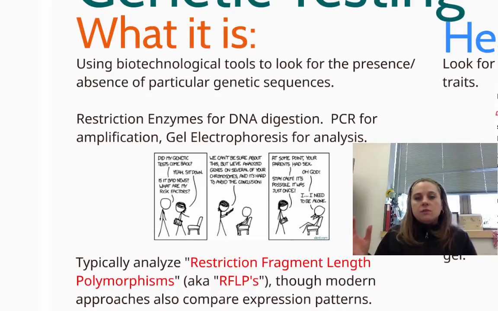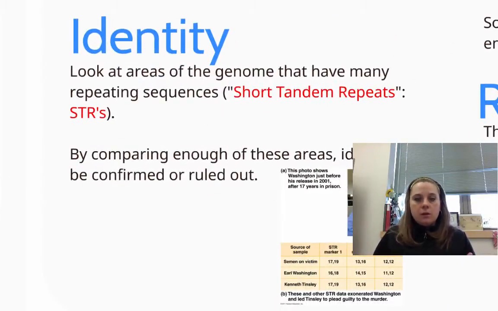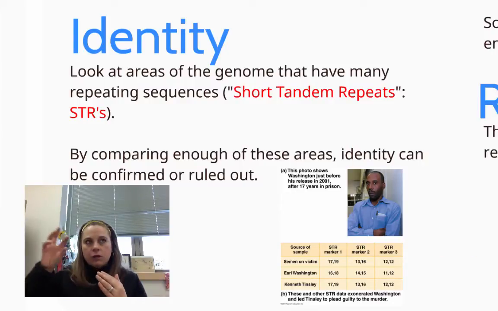So restriction enzymes you use for the DNA digest, PCR for amplification, gel electrophoresis for analyzing, and then you have somebody who can help you understand what all that means. Okay, so typically when you do this, you analyze what's called a restriction fragment length polymorphism, also known as RFLPs, and this helps us look at these particular situations where we can learn about lots of stuff. So we are usually analyzing that. We can use these RFLPs for looking for particular genes.